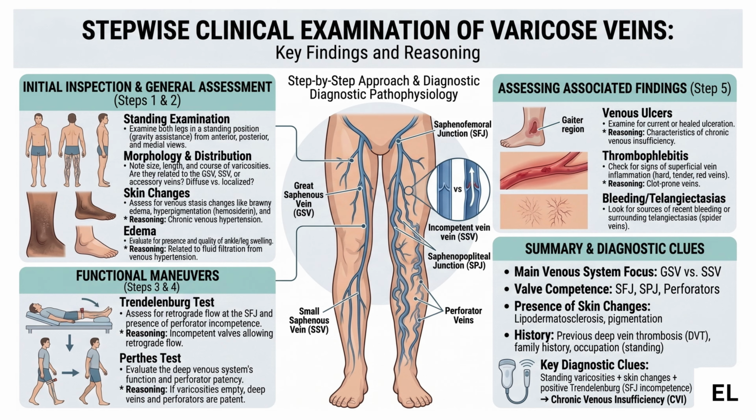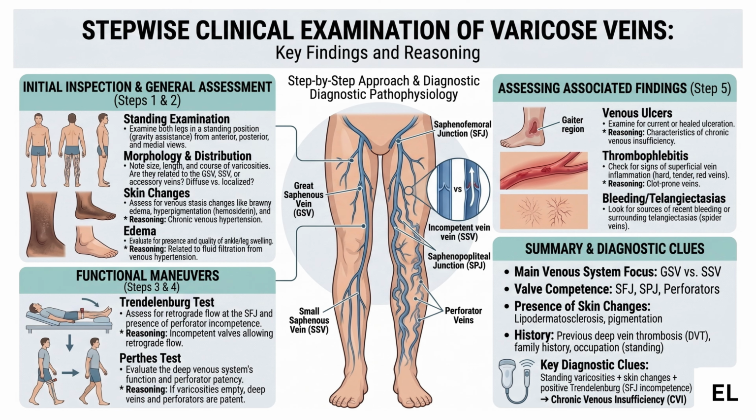Next, we carefully examine for skin changes associated with chronic venous hypertension. Long-standing venous insufficiency causes increased venous pressure, leading to leakage of fluid and red blood cells into surrounding tissues. As hemoglobin breaks down, hemosiderin deposition causes brownish hyperpigmentation, especially around the gaiter region near the ankle. The skin may become thickened and fibrotic, a condition known as lipodermatosclerosis. Eczema, dryness, and venous dermatitis may also be present. These findings indicate chronic venous disease and prolonged venous hypertension.